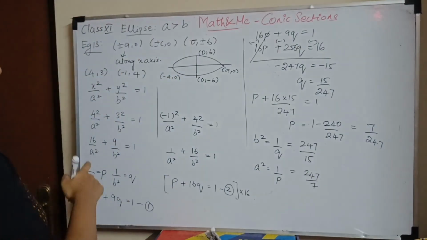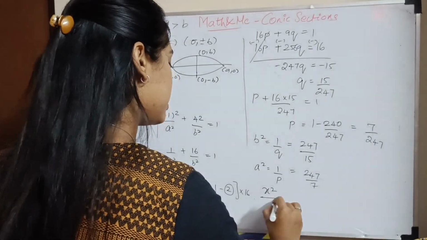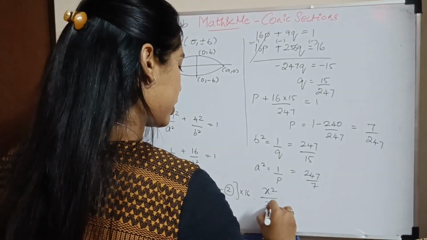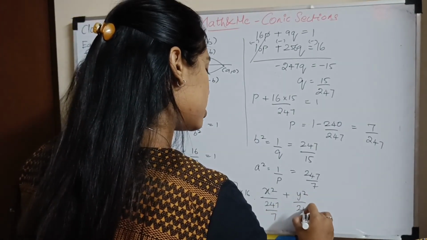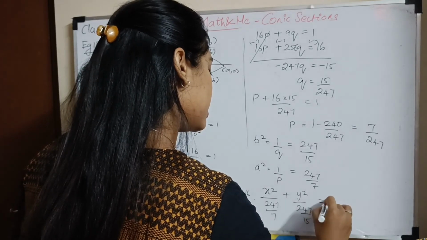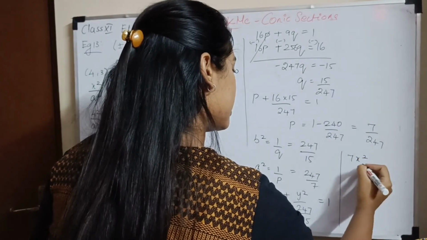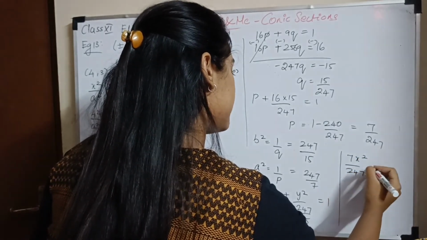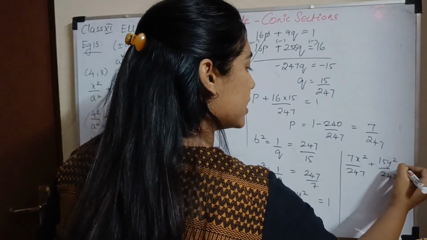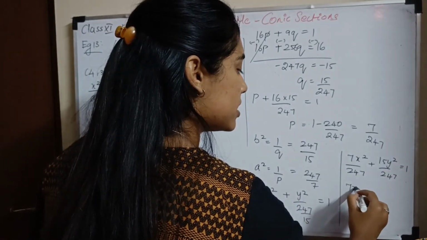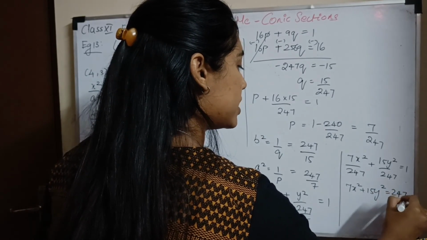So what does my equation become? When I substitute the values of a square and b square, I'll have x square divided by 247 divided by 7 plus y square divided by 247 divided by 15 equals 1. So when I simplify, I have 7x square divided by 247 plus 15y square divided by 247 equals 1. Multiplying by 247, 7x square plus 15y square equals 247. Okay.